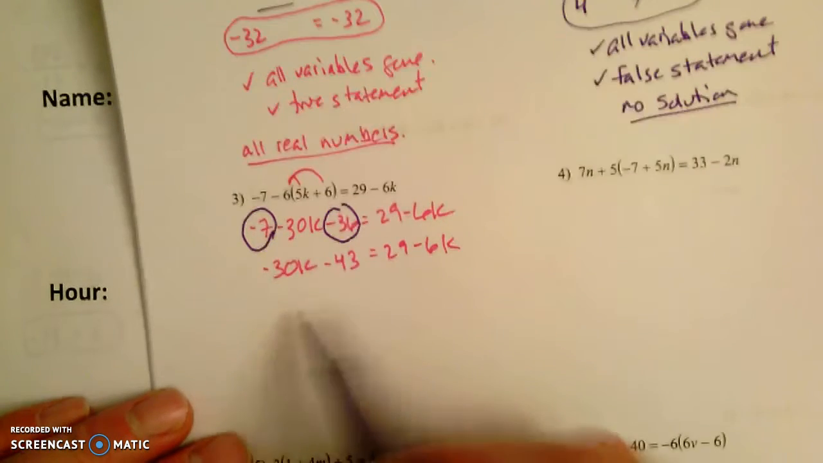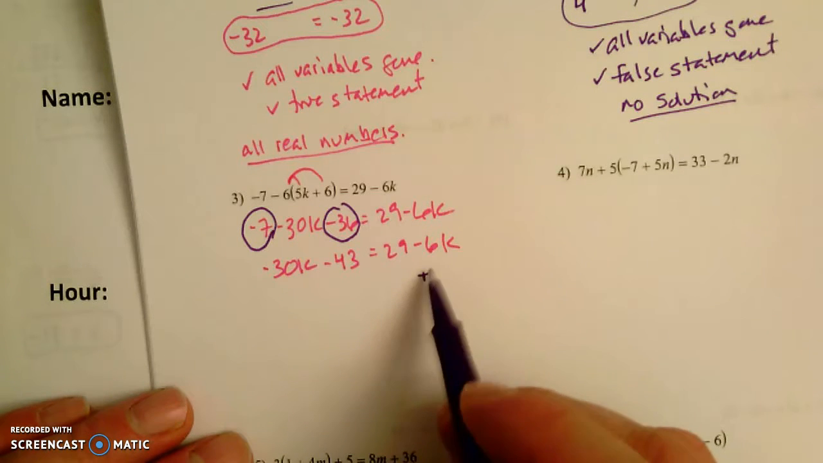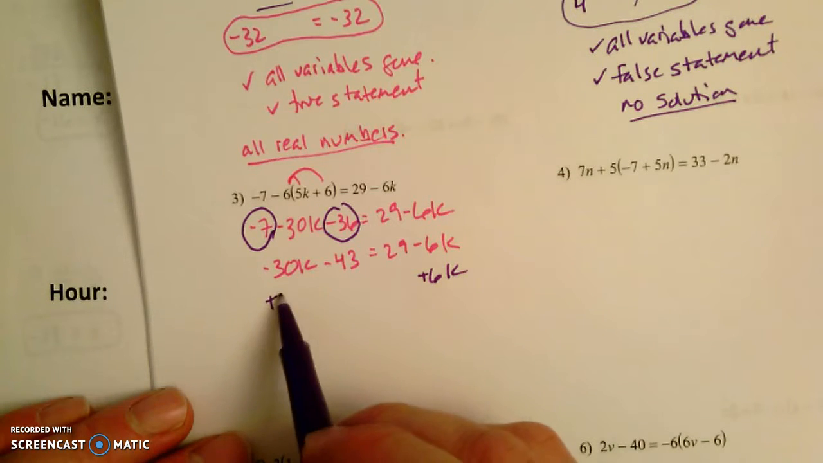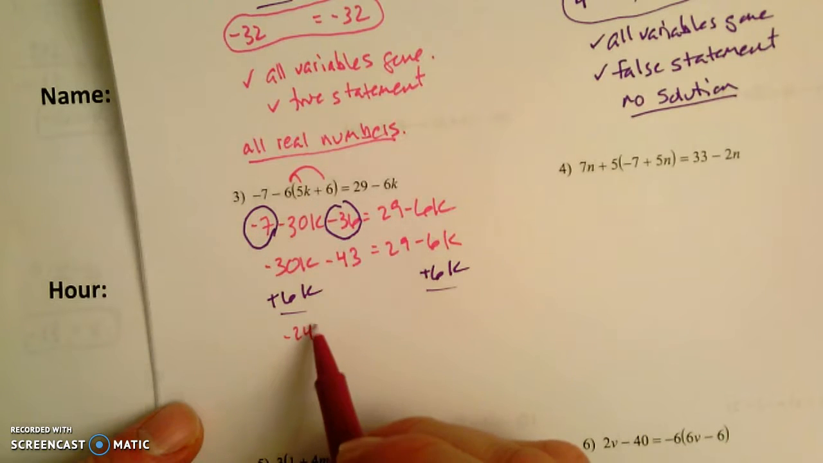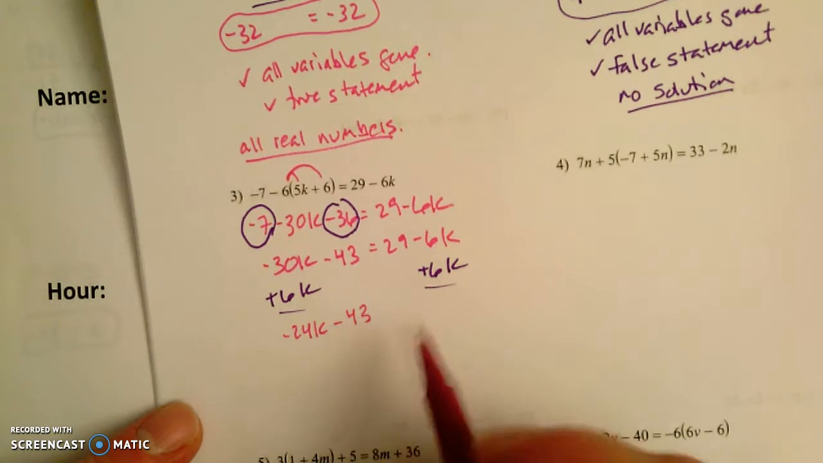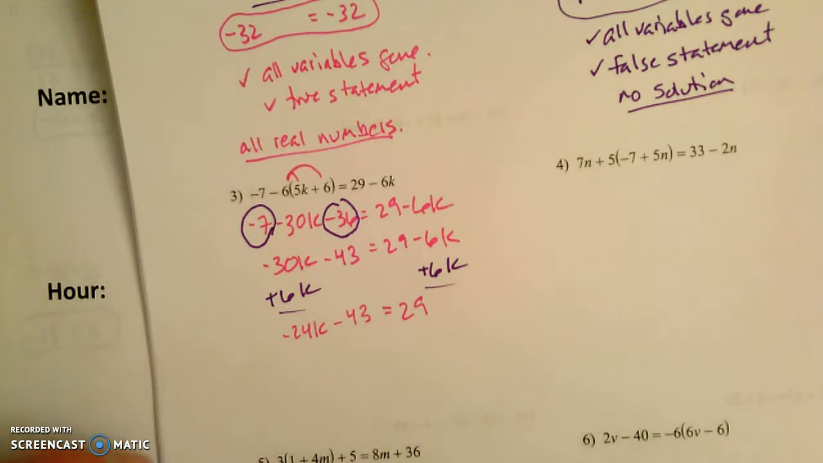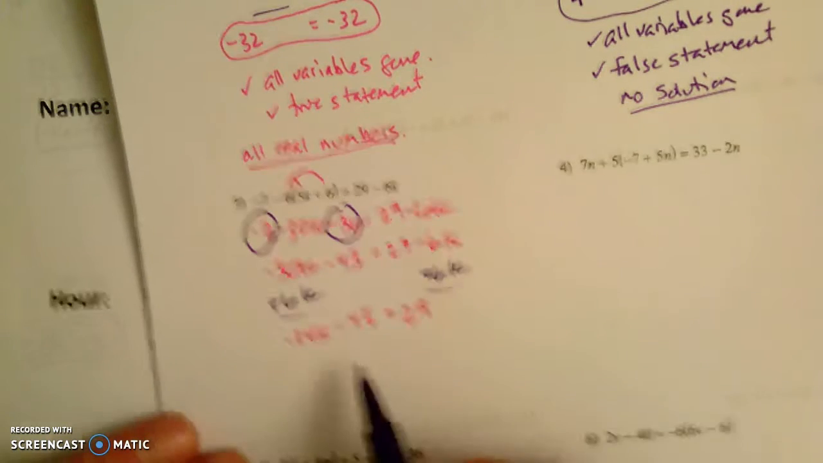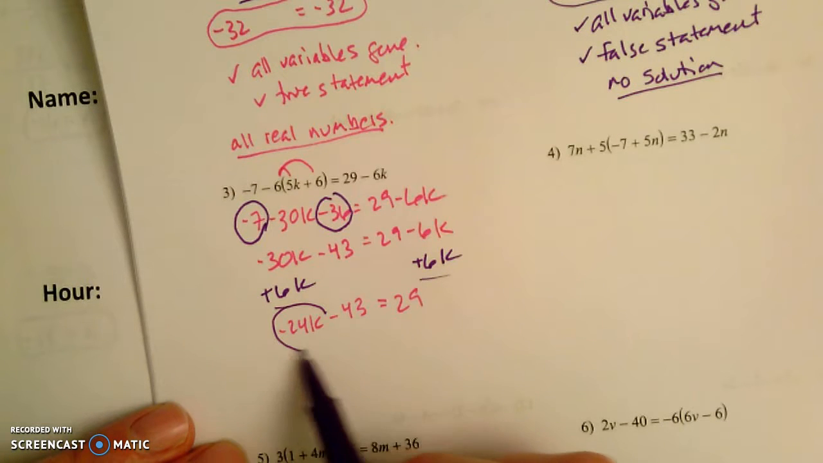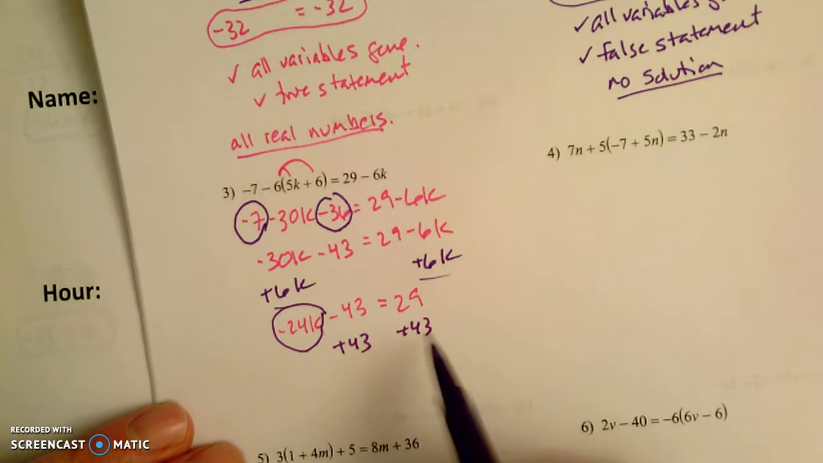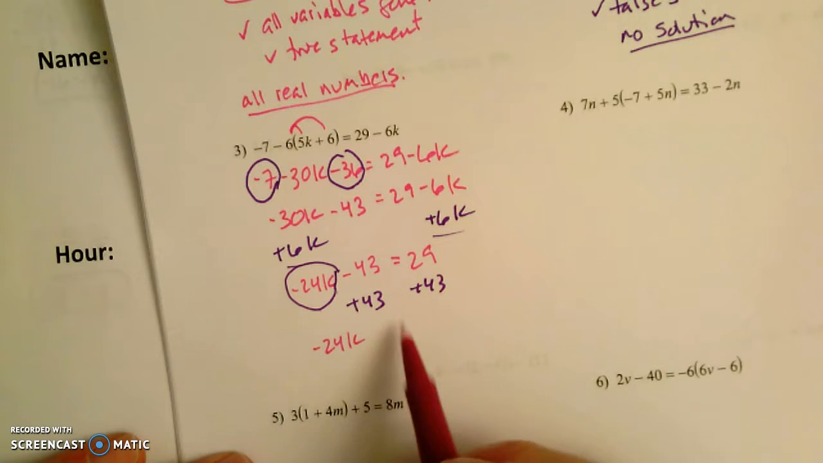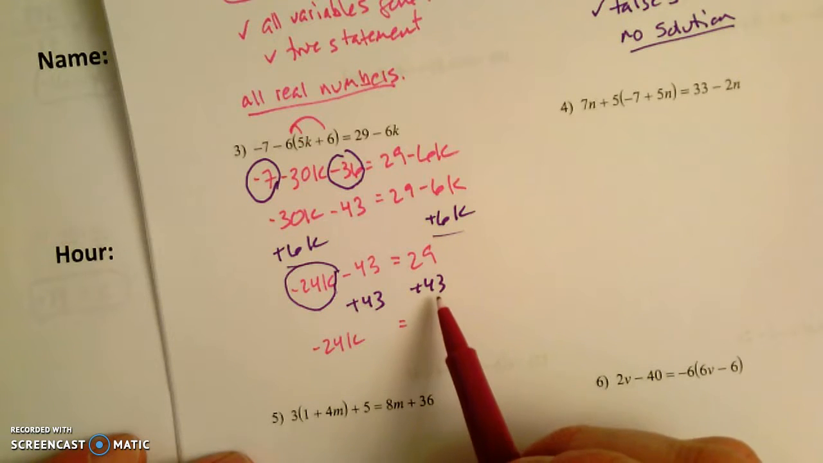Now, let's just keep all the variables on the left-hand side for no particular reason. So we're going to get rid of the variable over here by adding 6k to both sides. Negative 30k plus 6k is negative 24k. Our negative 43 wasn't affected by that. And we have our 29 over here. Now we want to get the term that has the k by itself, so we're going to add 43 to both sides. That's going to leave us with negative 24k equals 29 plus 43.